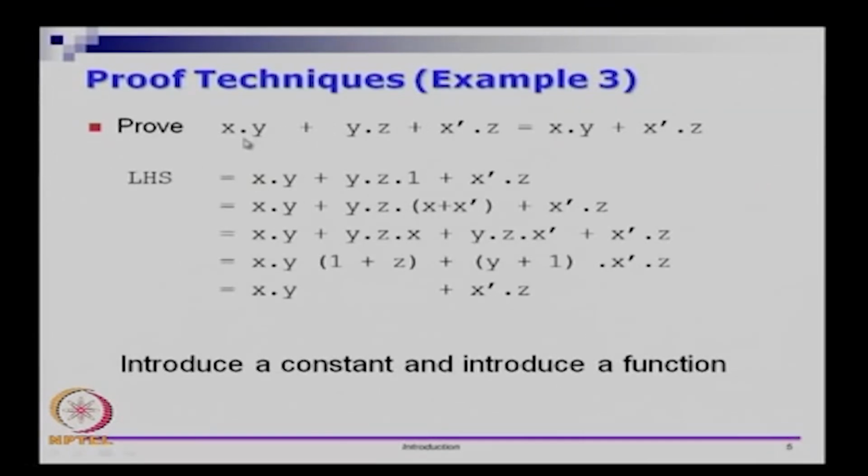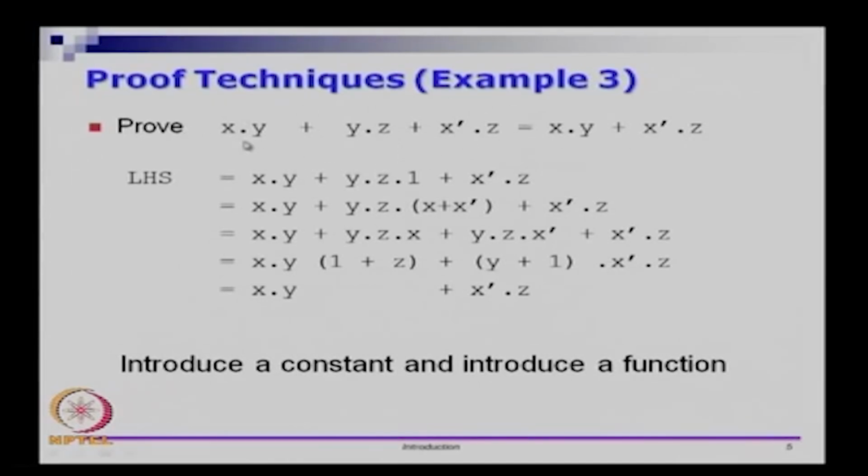Let us see another example here: x and y or y and z or x complement and z is the same as x and y or x and z. We have these two terms which appear as they are on the right side, and magically one term seems to vanish. This is what we are going to show. This is a slightly tricky thing, and this is called the consensus theorem, by the way. So x and y or y and z or x bar and z is the same as x and y or x bar and z. Let us see how to start with this.